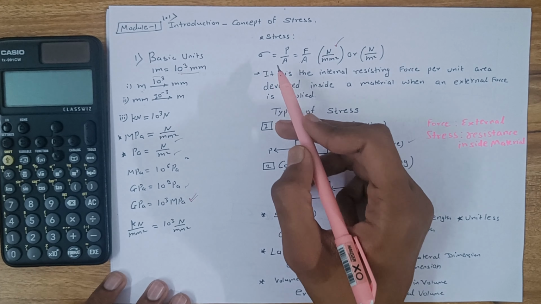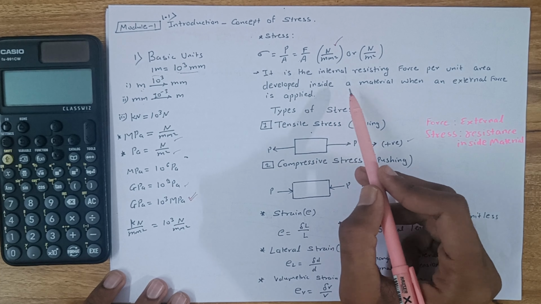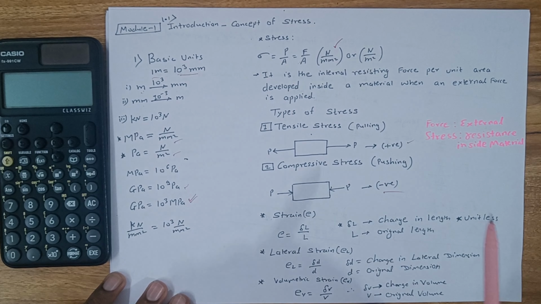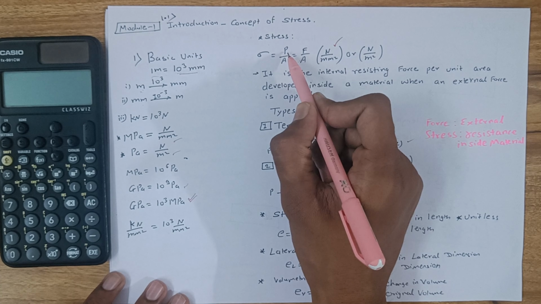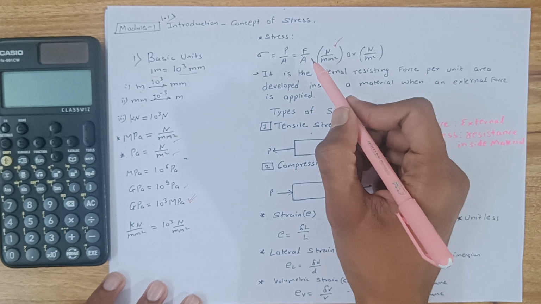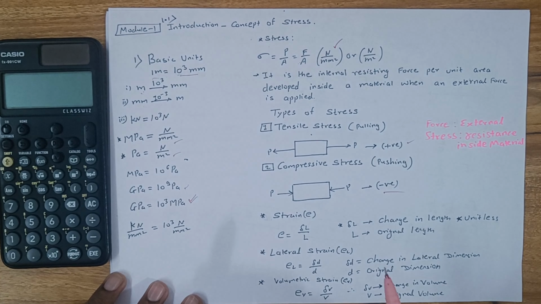Now, stress. It is the internal resisting force per unit area developed inside the material when the external force is applied. We can say stress is equal to pressure upon area or force upon area. The unit of stress is Newton per mm square or Newton per meter square.